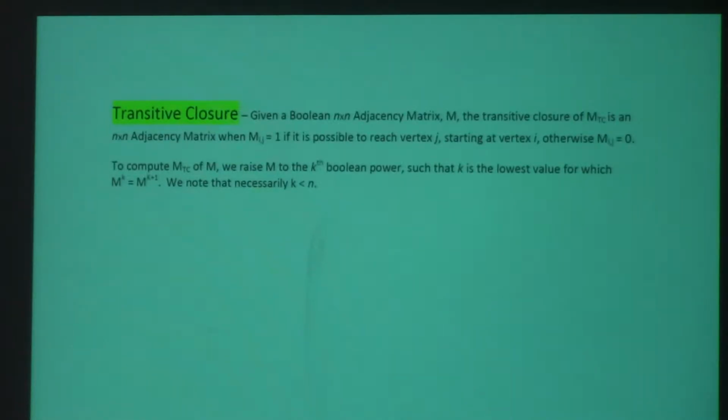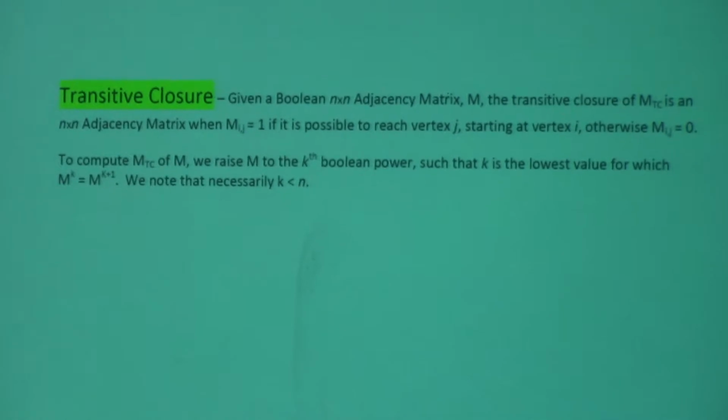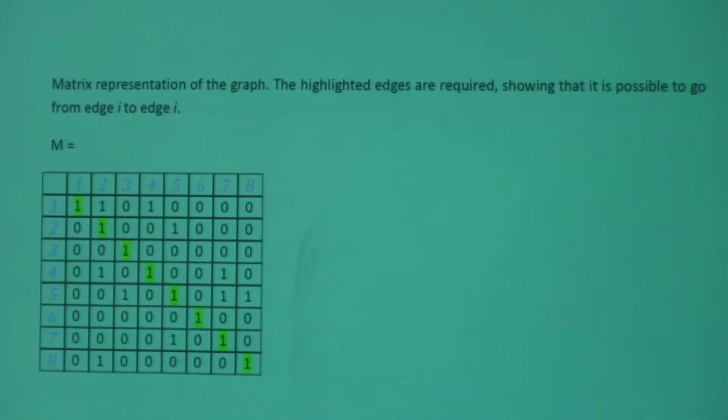Okay, another interesting part of matrices, and specifically as they represent graphs, is something called transitive closure. And I'll show you exactly how that works. So let's suppose I have a graph with how many nodes? 8. Okay.